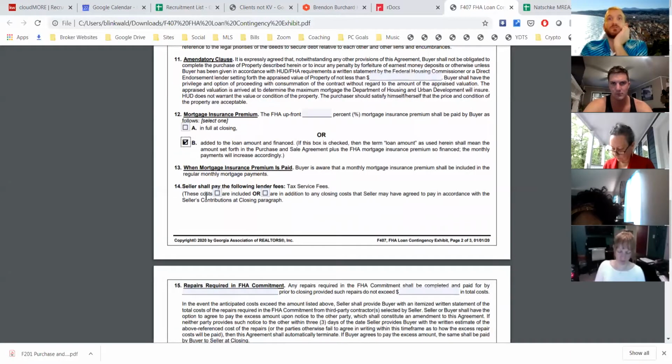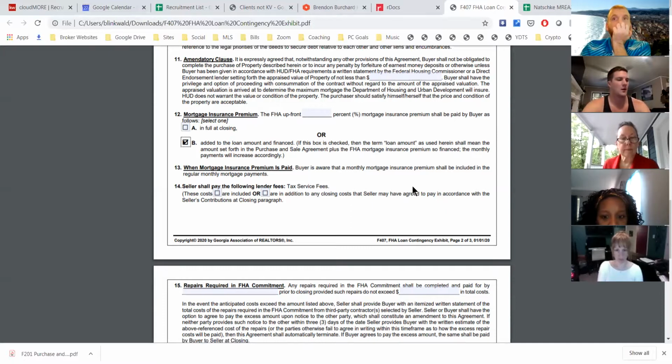Okay, number 14 says tax service. I don't know why they have this on here, but tax service fees is just one of the itemized parts of a closing cost. And I usually check that they are allowed.